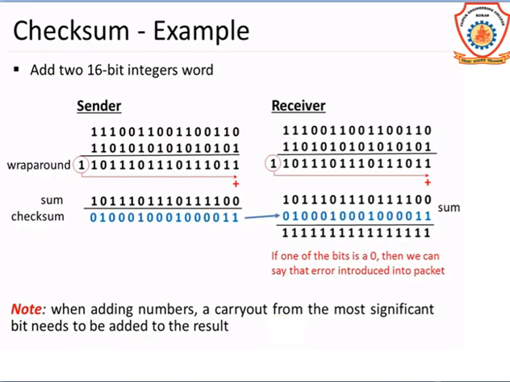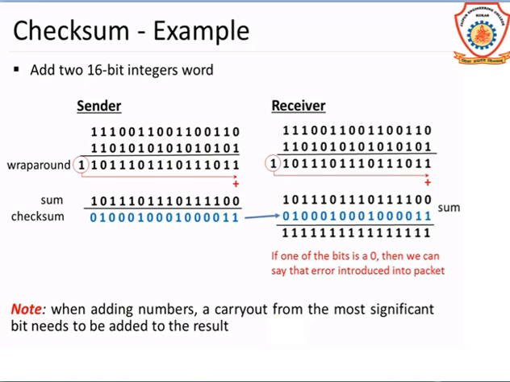Let us understand this checksum procedure with an example. In this example, we have two 16-bit integer words at the sender side, the first word and the second word. After summing these two words, if any bit overflows, we wrap that bit around and add it to the word. So the resultant output is here. Now we do the checksum procedure, meaning the one's complement: 0 to 1, 0 to 1, 1 to 0, 1 to 0, like this. This value we put into the checksum field.